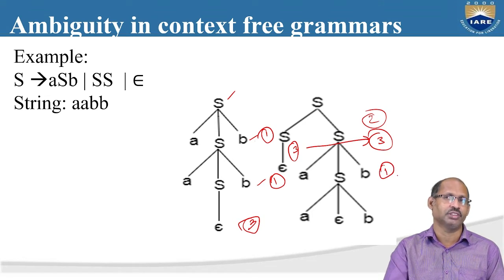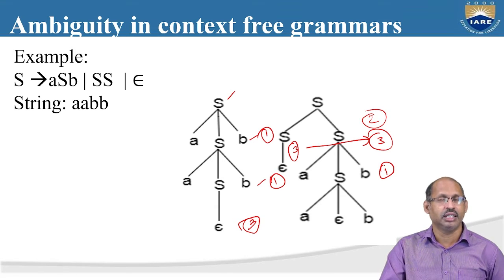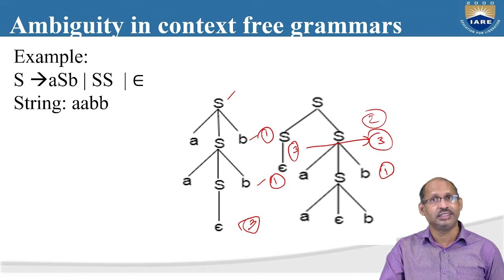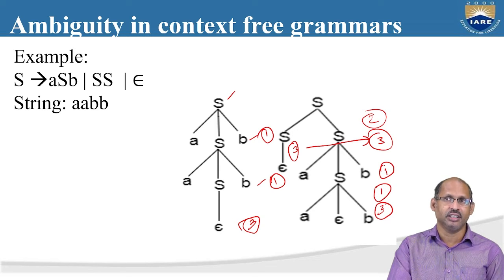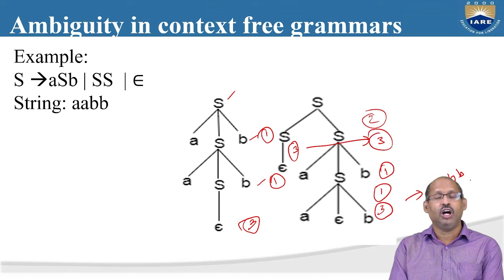Now, what is the production we have selected? The first production we have selected. First the second production, then the third production, then the first production. Then finally, once again, we are applying the first production. Then we are applying the third production, resulting in epsilon A epsilon B B, which results in AB. Right?